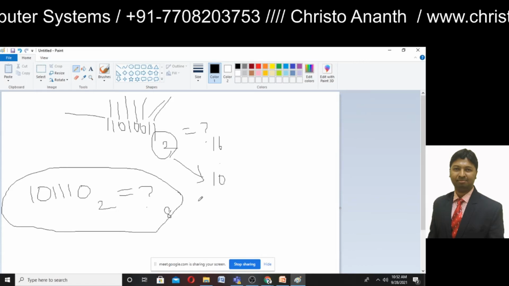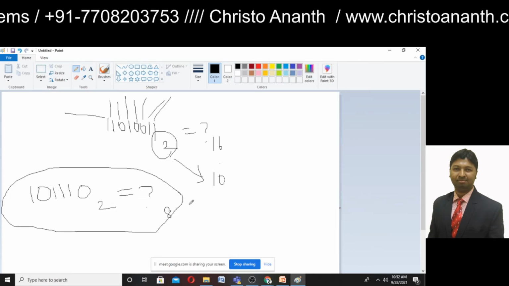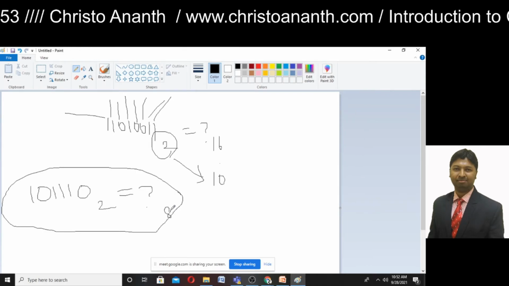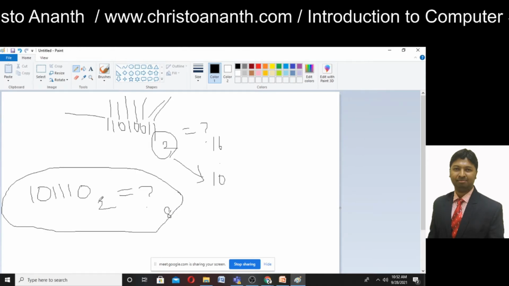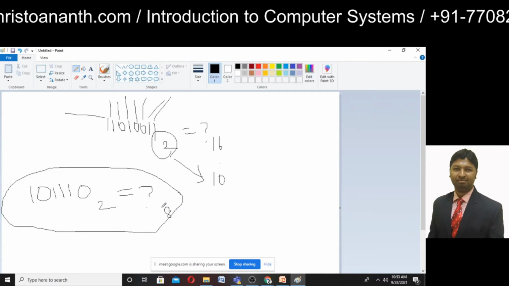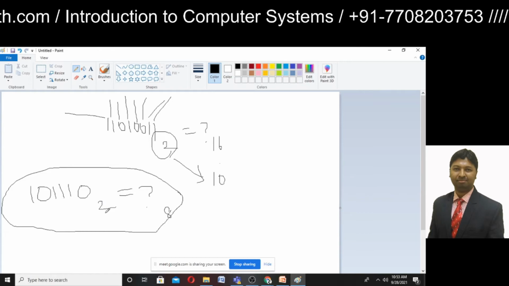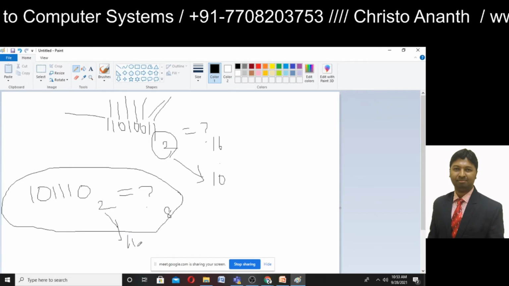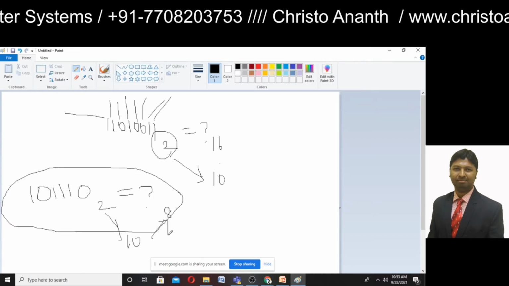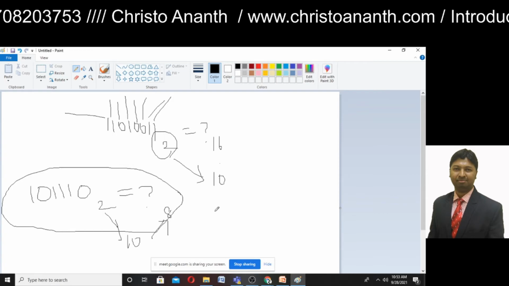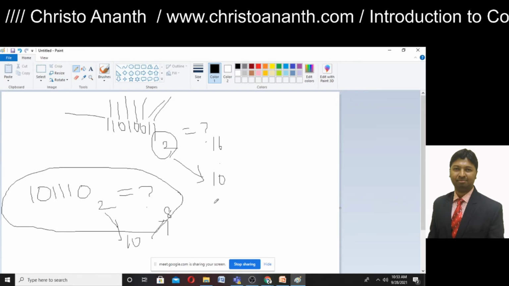What is the normal conversion of binary to octal? From base 2 to base 8, how do you convert normally? Normally we convert to base 10, and after that you convert it to base 8. Yes, it's a long way. Now my question is, what is the shortcut method?